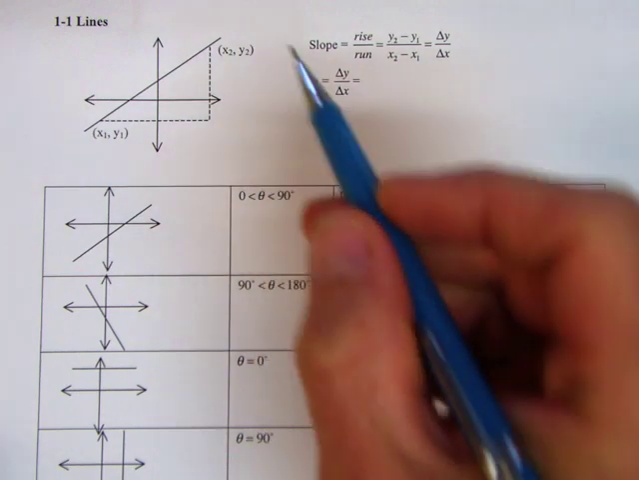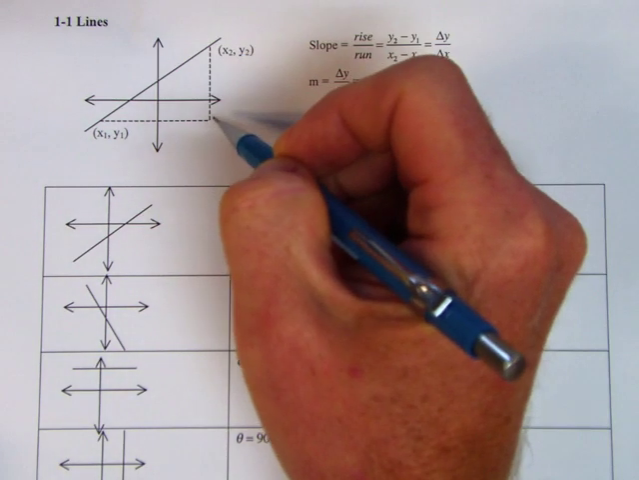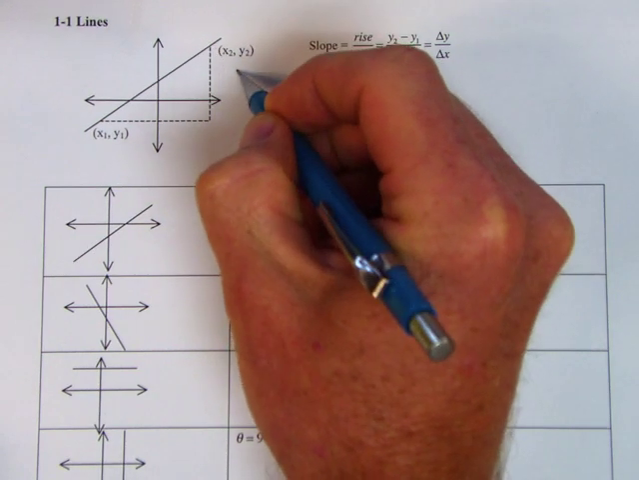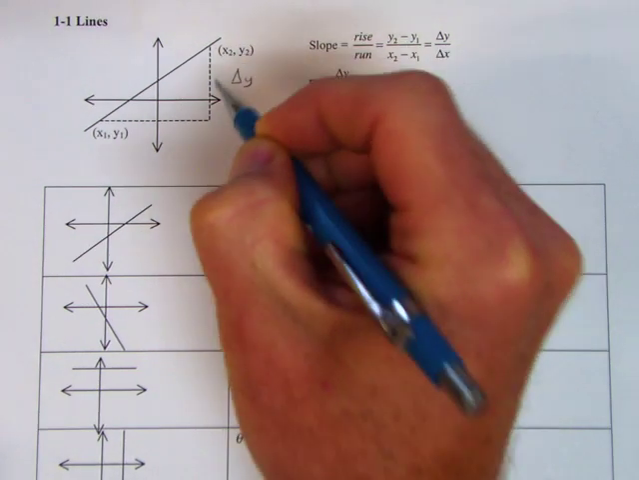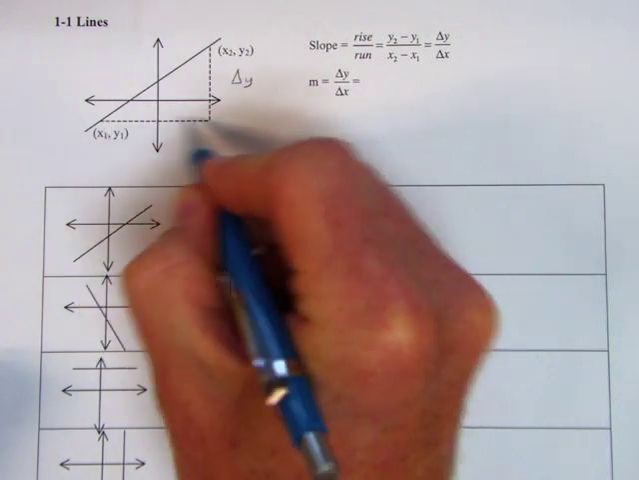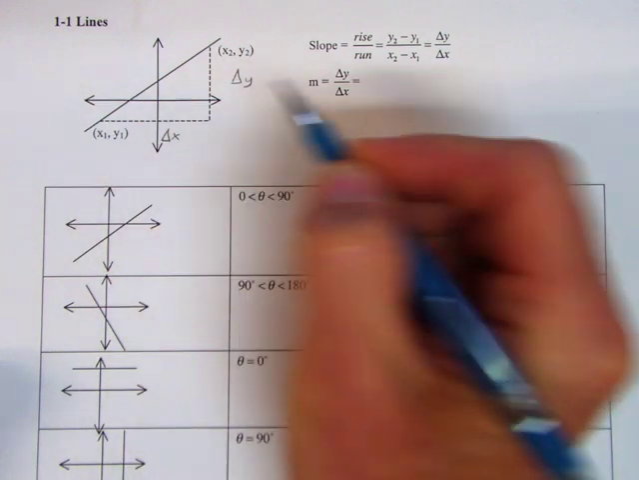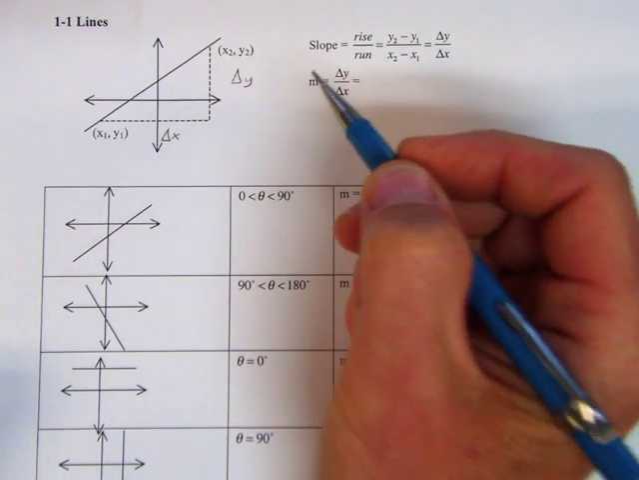How else can we define this? What does this mean, y2 minus y1 or delta y? Where is that on the graph? That would be this vertical part here. That's delta y. What about this horizontal? That would be the x2 minus x1 or delta x.